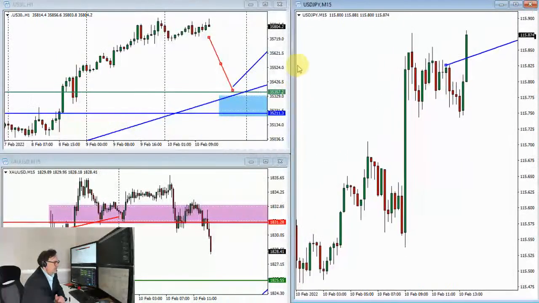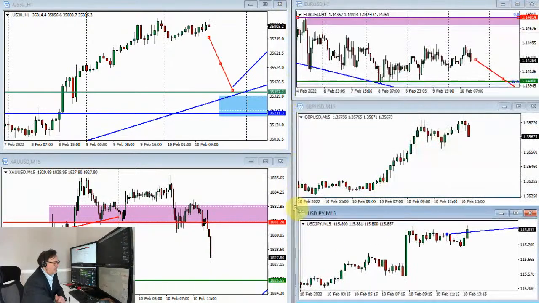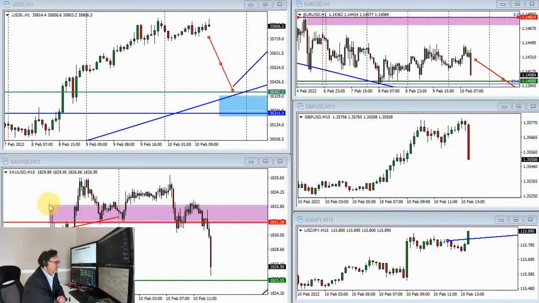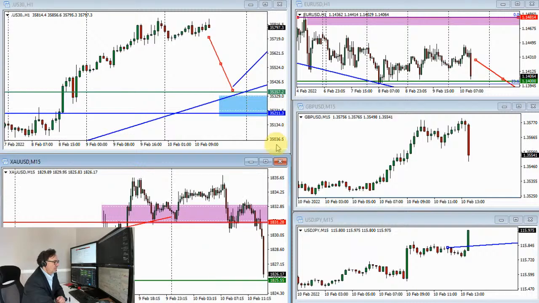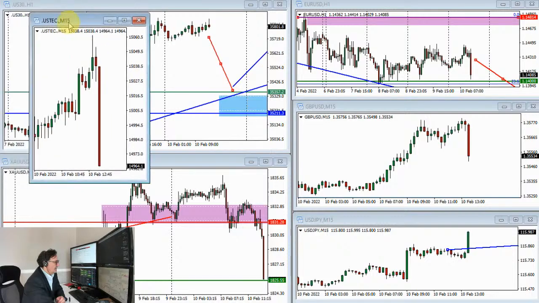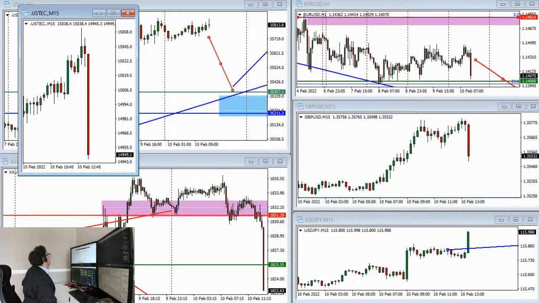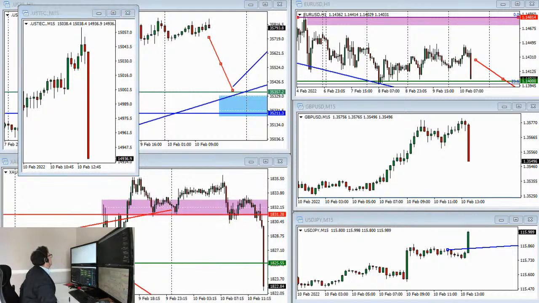Here we go. Sorry, I've muted. 0.5%. Oh my God! Ex-food and energy 0.6%, with the ex-food and energy year-on-year at 6%. So just to recap, CPI month-on-month 0.6%, year-on-year at 7.5%, hotter. Ex-food and energy month-on-month 0.6%. Ex-food and energy year-on-year at 6%, both hotter as well. The core index we still haven't received yet, but moving to initial jobless claims, 223,000, continuing at 1.621 million.